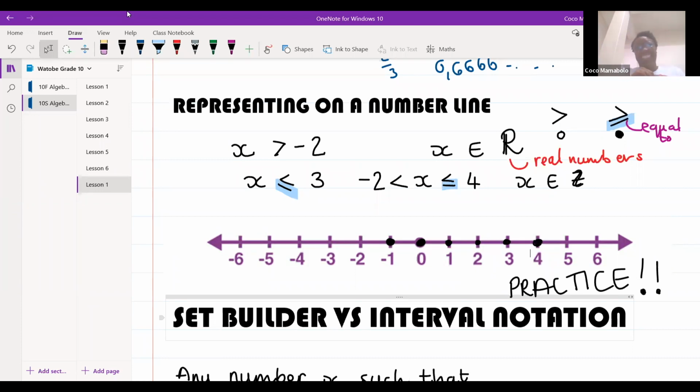Just go ahead and draw a number line, guys, and just pick a random number. Say, I want x to be greater than 4. And then see how it's going to be drawn. And choose integers. Say, okay, I want x to be greater than 4, but it needs to be an integer. What would that look like?